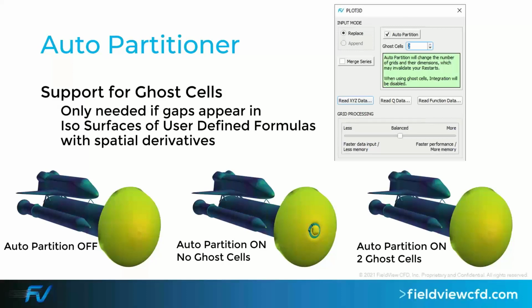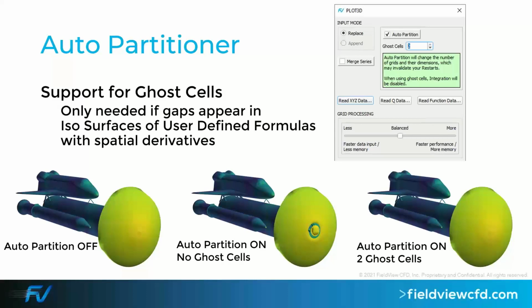And so if you compute isosurfaces for user-defined formulas that do include spatial derivatives with the derivatives computed in FieldView, because those are new partitions, there could be a discontinuity, and that could lead to showing, for instance, gaps like we see over here in an isosurface. Now, I don't want to overestimate the need for this, right? The gaps won't be larger than a cell or two, so we had to show that on a pretty coarse mesh, but on a fine mesh, you may not need to activate the ghost cells.